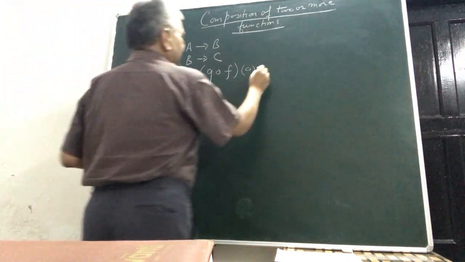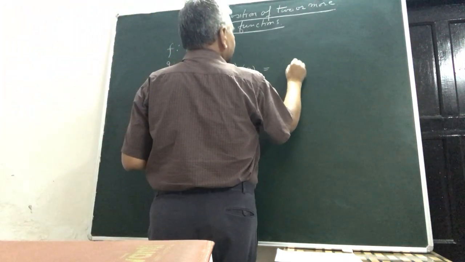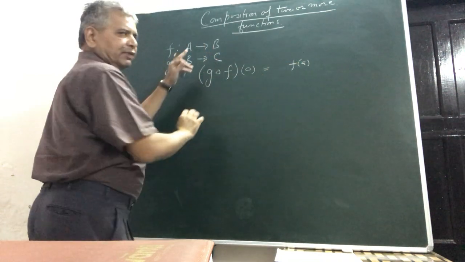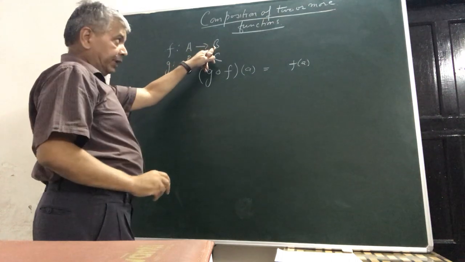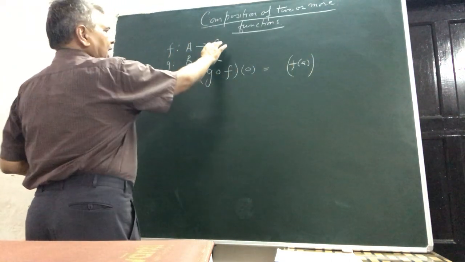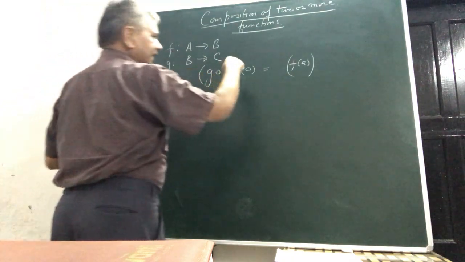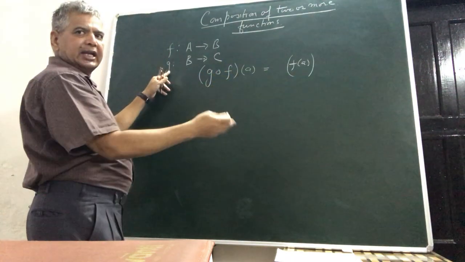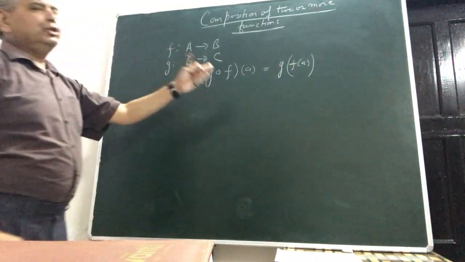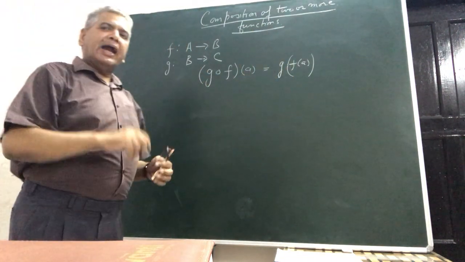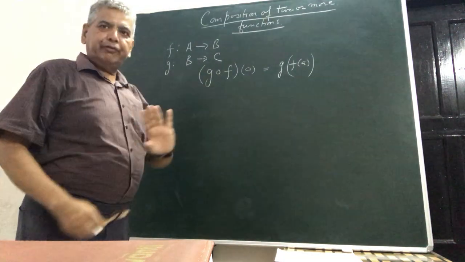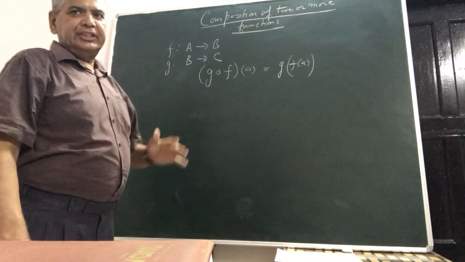In this particular manner, first we will take the image under the function F of a. This image will come somewhere in the codomain B, and then whatever image is obtained under the F function, again you find its image under the G function. So this is how you define it. Now mind it, G composition F is again a function.